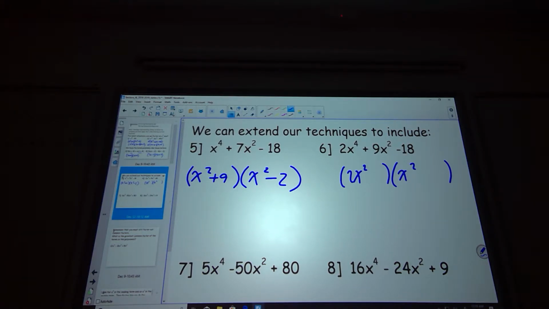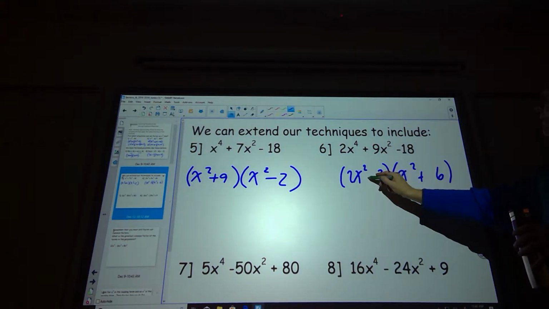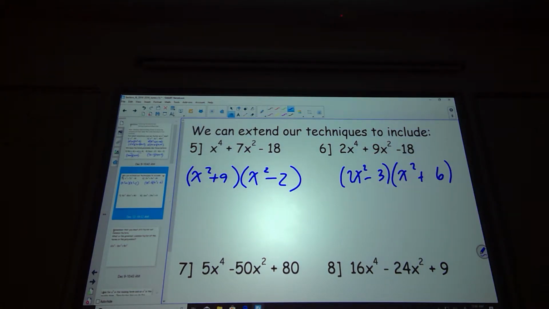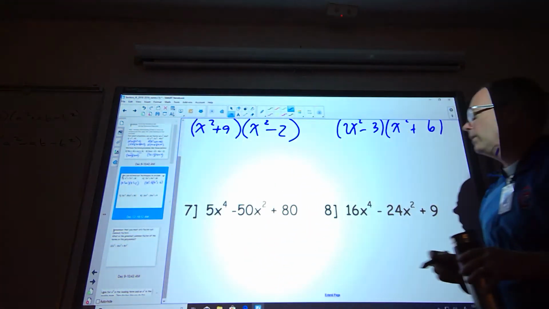6 and 3. Where's the 6 going to go? 12. Yeah, there we go. So we go a 6 here and a 3 here. Positive here and a negative there. Is that right? Negative 3x squared. Yeah, that works. Do we have difference of two squares? No. That one's factored. So once you factor it down, double check if you have difference of two squares.